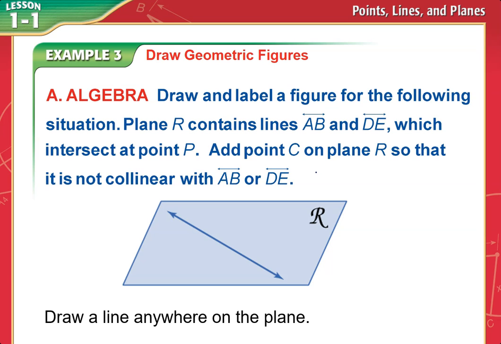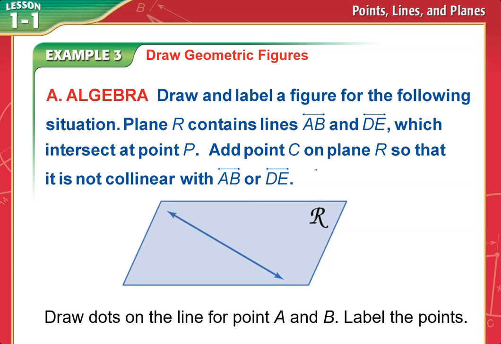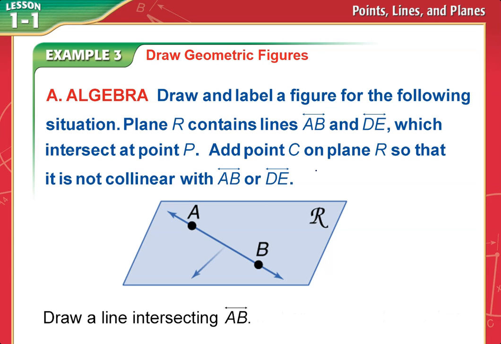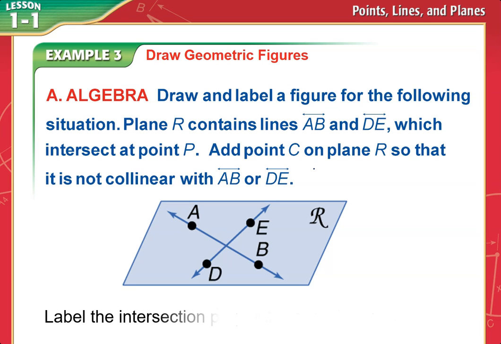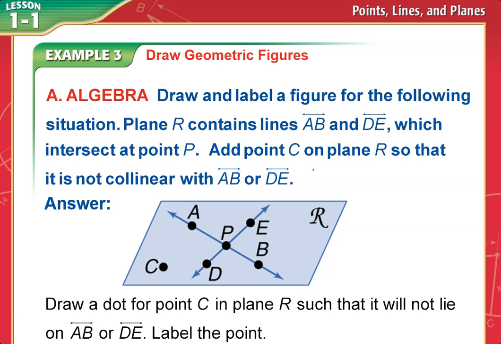So we draw a line anywhere in the plane, and then we label the points A and B. And then we draw a line intersecting AB, draw dots on this, calling them point D and E, label the points, and then label the point of intersection P. And then finally, add a point C on the plane so it's not collinear. So we added a point simply off to the side called C, and we label that point.